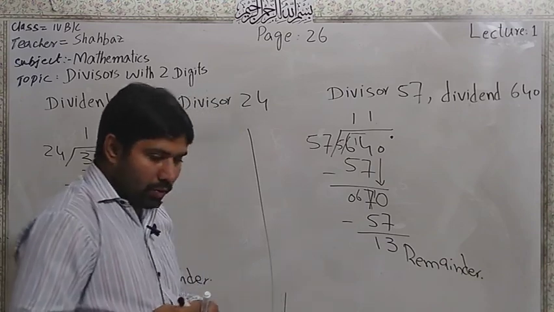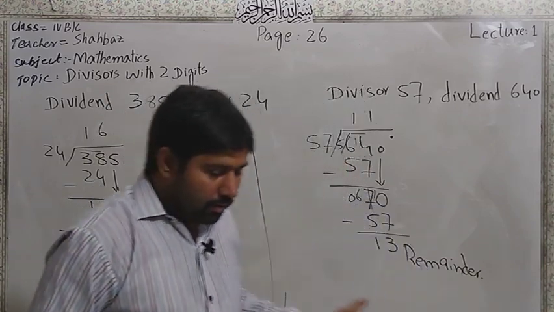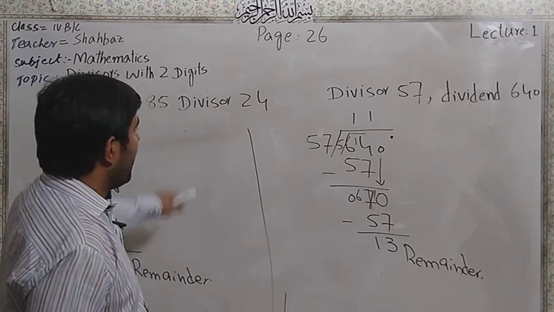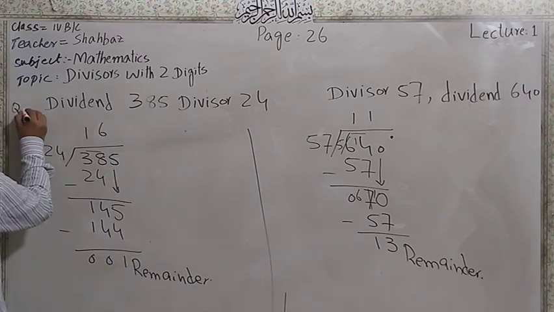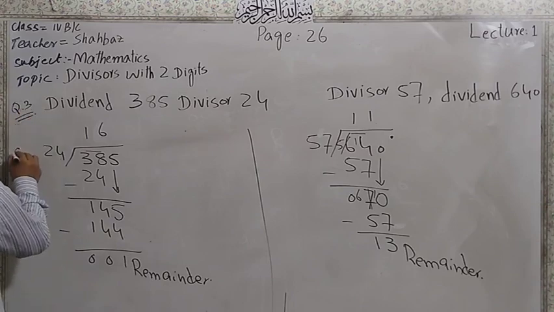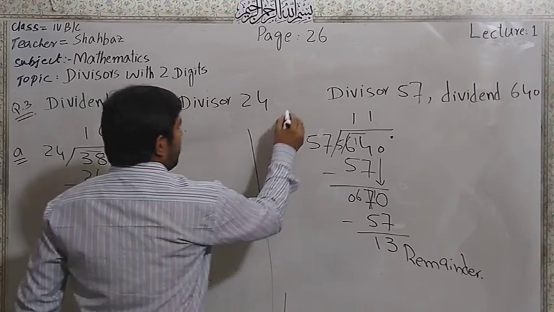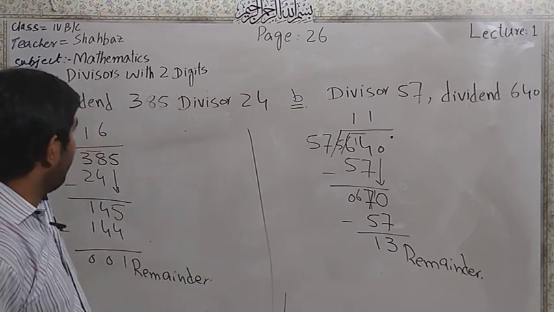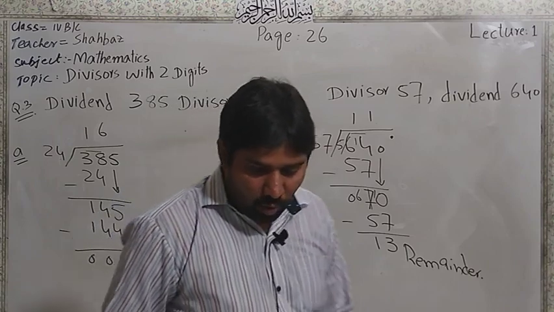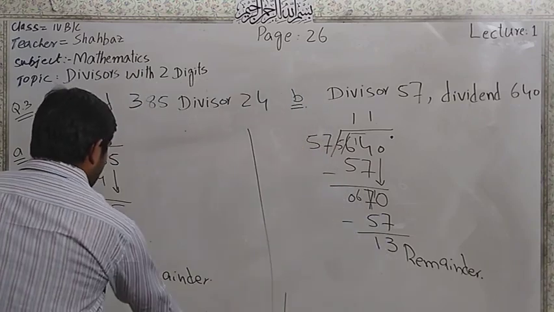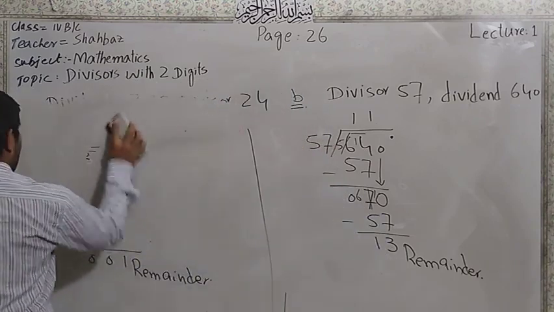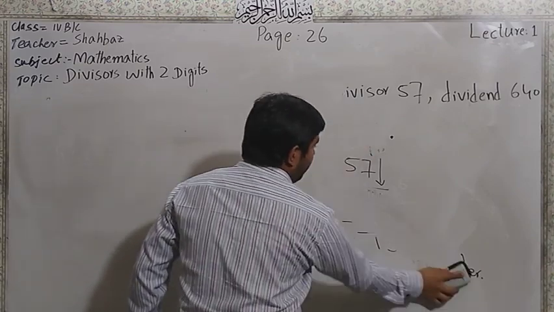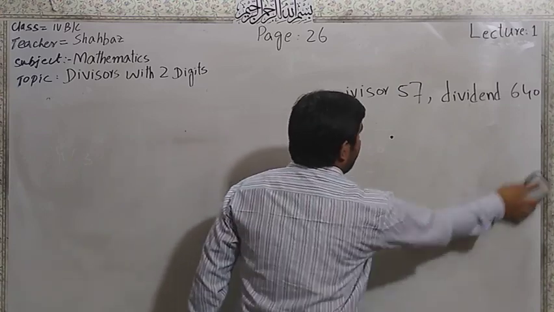Okay, dear students, we did 2 parts of question number 3. This was question number 3, and this was part A, and this was part B. We did 2 parts of question number 3, and other parts are homework. What is your homework? You will do this by yourself and submit to your teacher.